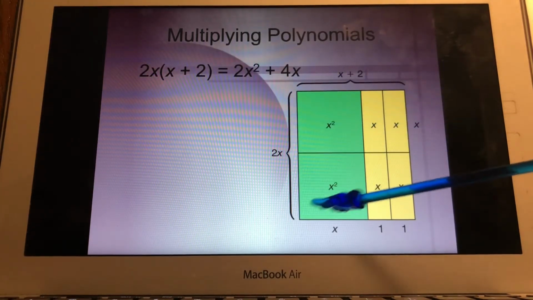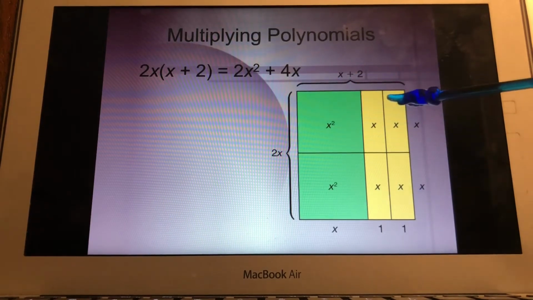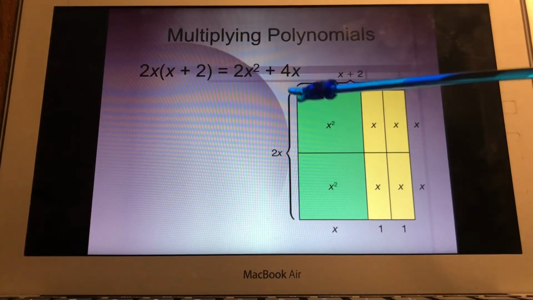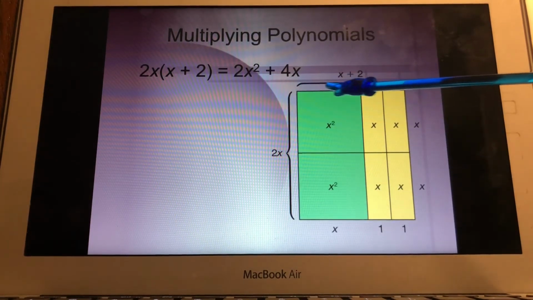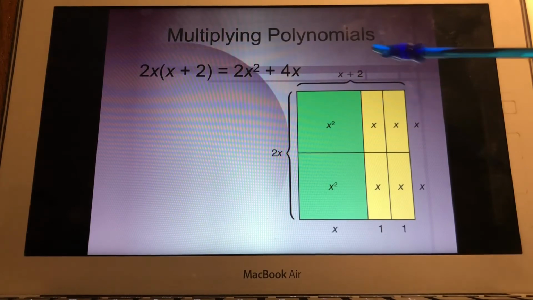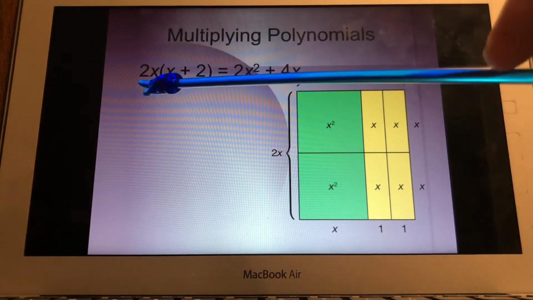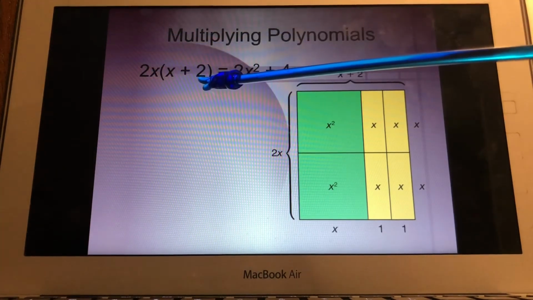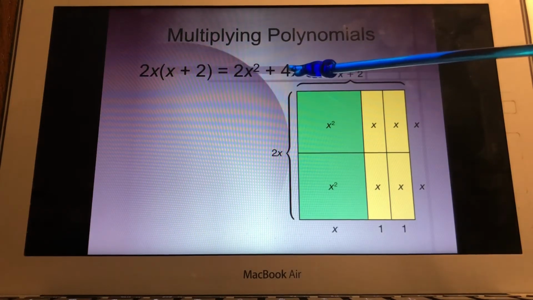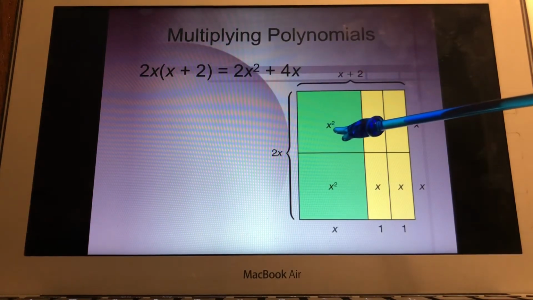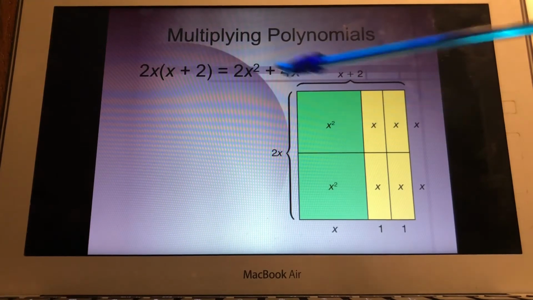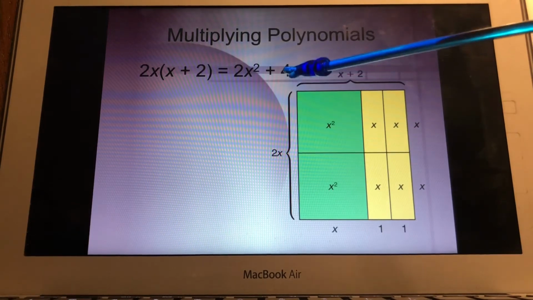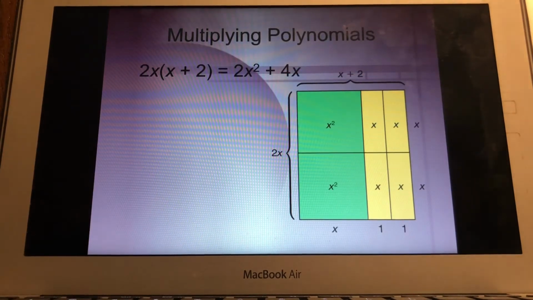So let's say we have this figure right here. We want to find the area of this. That means length times the width, right? So that means 2x times x plus 2. That's going to give me 2x times x is 2x squared, right? And then 2x times 2 here gives me 4x. So that's what I've got in this diagram. There's 2x squared. And then the 4x's, there are 4 x's. 1, 2, 3, 4. There's 4 of them.